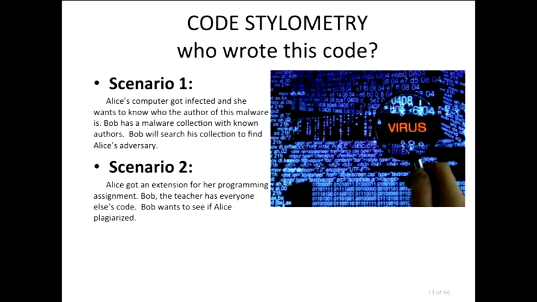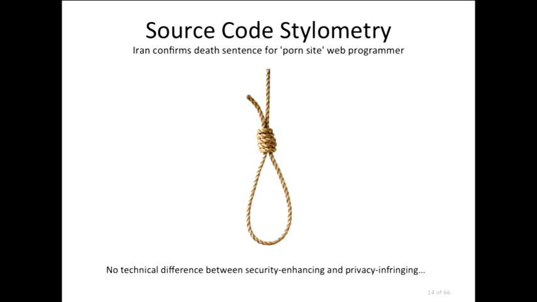And the second scenario applies to plagiarism. Let's say that Alice got an extension to her programming assignment, and her professor, Bob, has everyone else's submission. So Bob can look at everyone else's submission and compare it with Alice's new submission to see if Alice plagiarized. And in this case, we're talking about some security-enhancing ways of source code authorship attribution. But unfortunately, sometimes security-enhancing technologies are actually privacy-infringing cases.